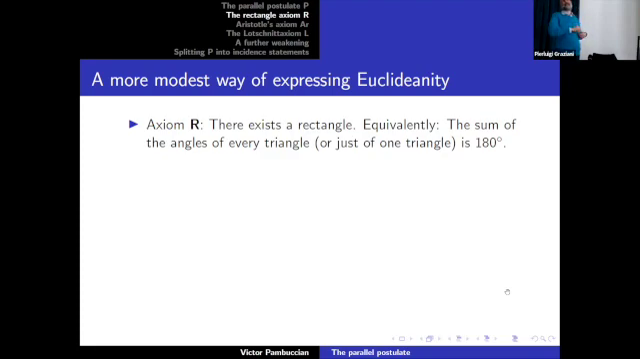Usually people think that this is equivalent to the Euclidean parallel postulate. That's not true at all. Why? Well, technically it is because you can get a model of absolute geometry that satisfies axiom R, but doesn't satisfy axiom P, the parallel postulate.